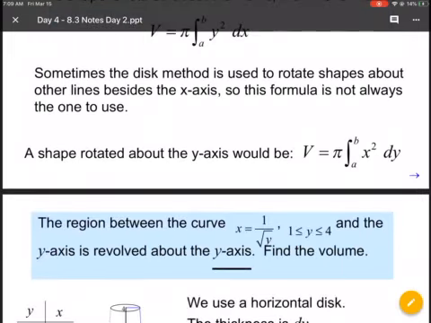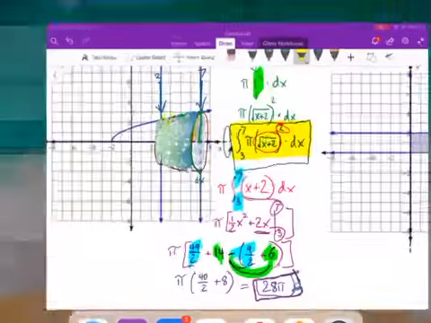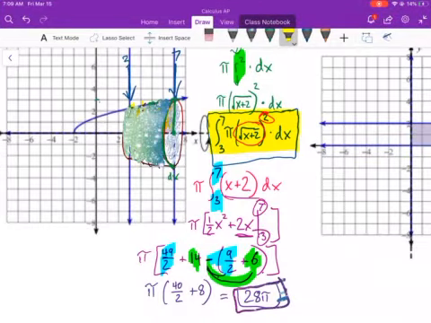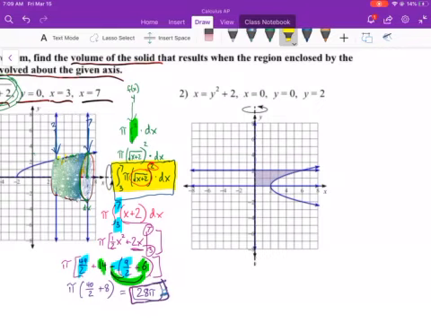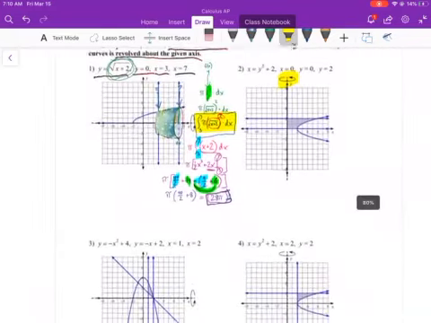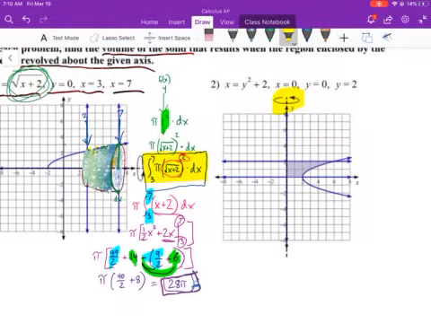Down here, it shows the shape rotated on the y-axis will be this. Stay tuned for the next video, and I'll show you how to do that. But for now, this is a good start. Next video, we'll talk about rotating around the y-axis, like number 2, as you can see right here. And then after that, we'll talk about what happens when you don't rotate around an axis, you rotate around another line. But we'll talk about that in the future.